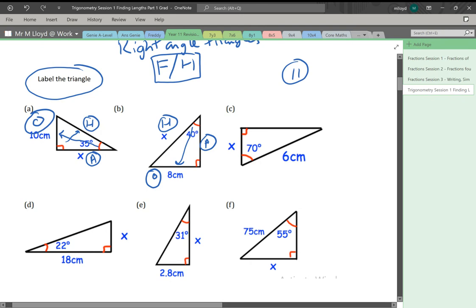Okay, so I'm going to whiz through this now. You've paused it, you've had a go, and you've got them all right, I'm sure. So we've got the hypotenuse. The opposite is up here, and the adjacent next to the x.